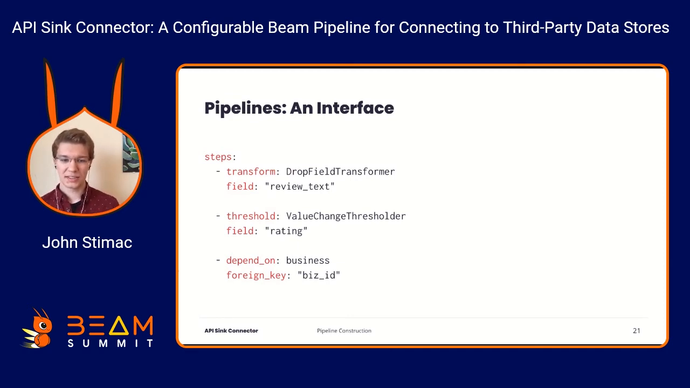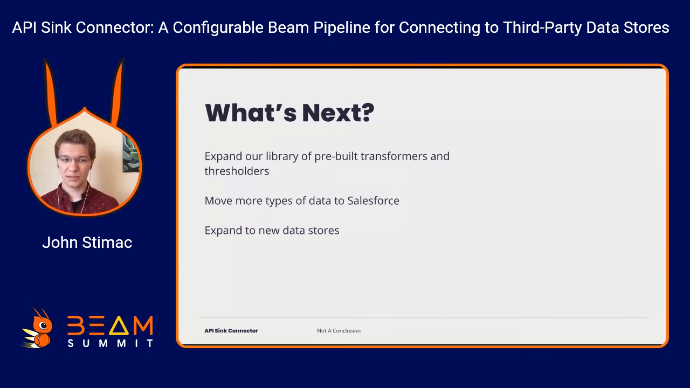So we think this really empowers developers to move data efficiently without having to learn a whole lot before they can do so. So we're pretty excited about this, but what's next? First off, we want to expand our library of pre-built transformers and thresholders so that there are even more things that developers can do without having to learn much about Beam or write any code at all even. So for instance, we could have a transformer that drops a field, for example. And all you'd have to do if you want that in your pipeline is configure it in YAML and specify the field.